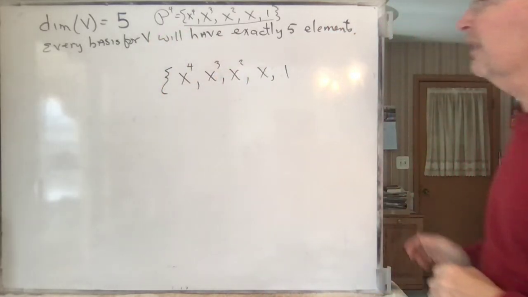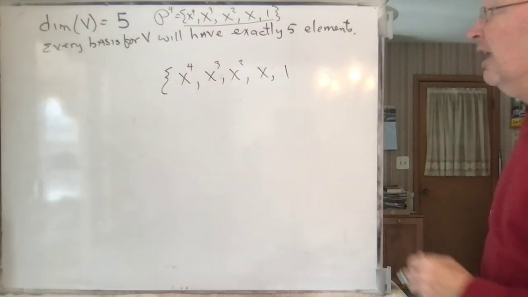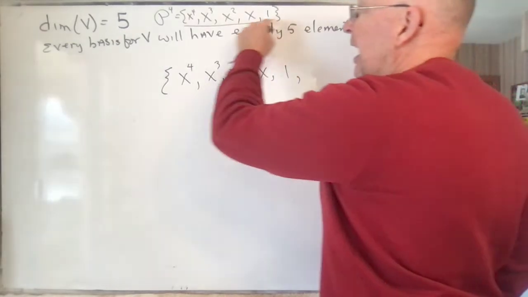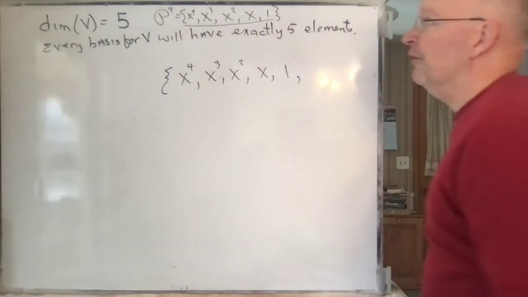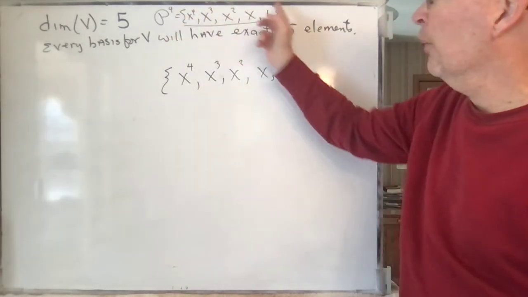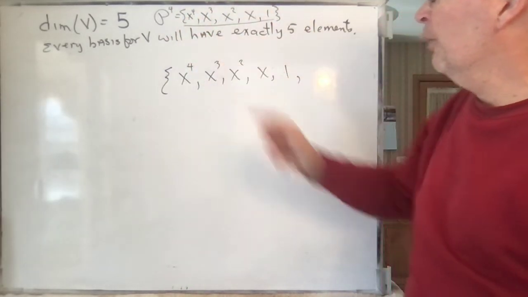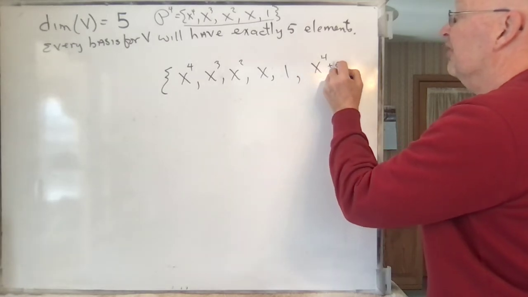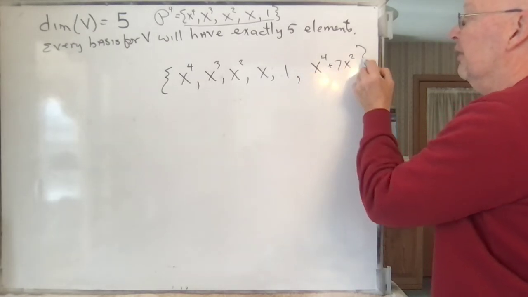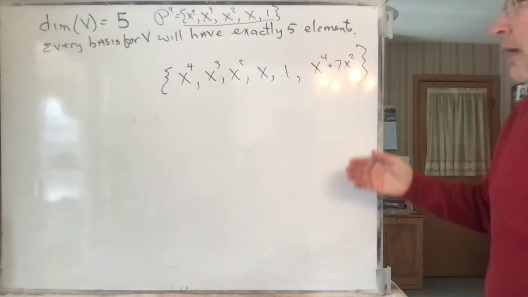There's 5 right there. Those are linearly independent. As soon as I throw in any other polynomial in P4, it's got to be something else. This is my world right here. If I throw in anything else in P4, like what? x to the 4th plus 7x squared. There's another one. What do I know?